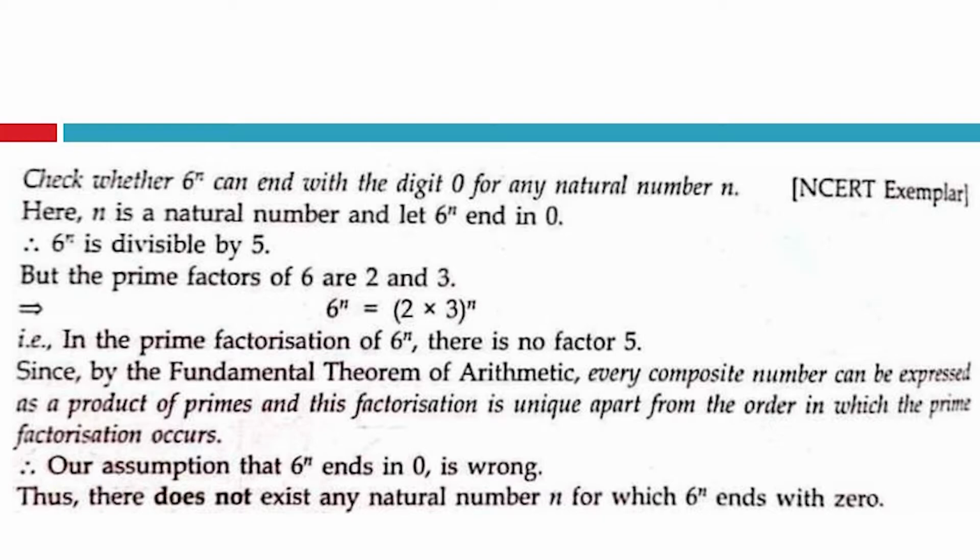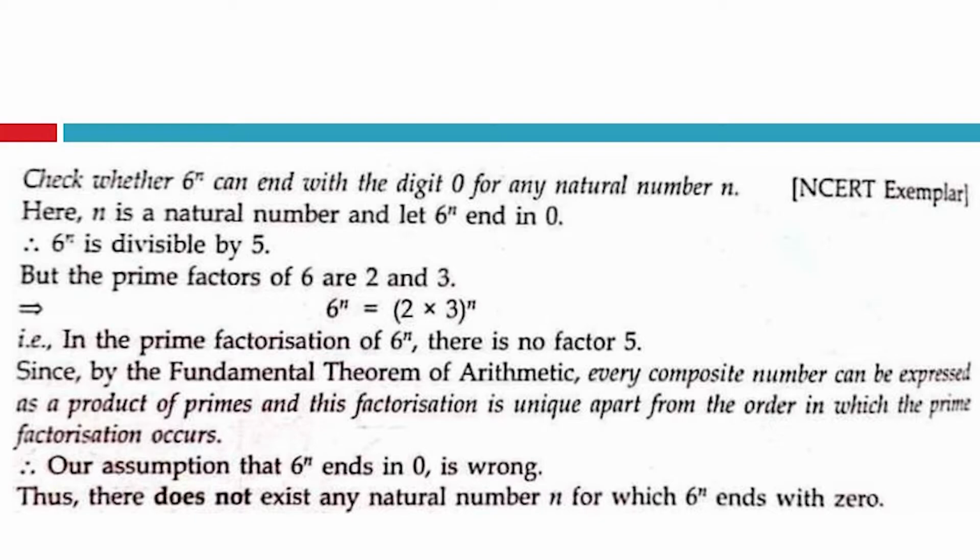Move on to the next question. Check whether 6 raised to n can end with the digit 0 for any natural number n. Here, n is a natural number and let 6 raised to n end in 0. Therefore, 6 raised to n is divisible by 5. But the prime factors of 6 are 2 and 3. Implies 6 raised to n equals (2 into 3) the whole raised to n. That is, in the prime factorization of 6 raised to n, there is no factor 5.